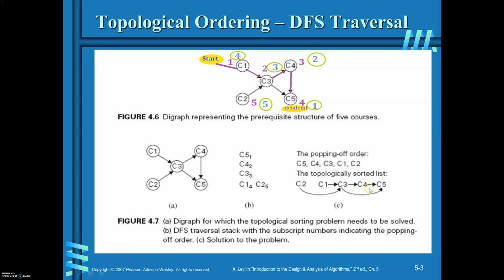If you are given a DAG, first apply DFS traversal. Find the popping order. Reverse this popping order. That will give you the topologically sorted list.